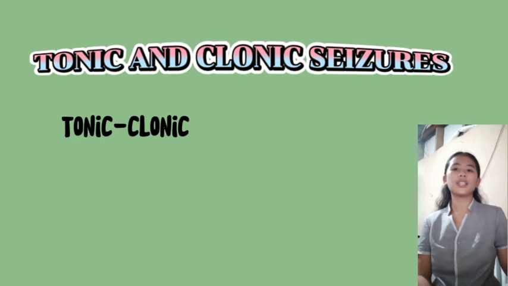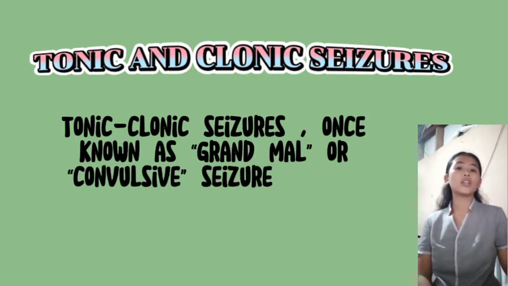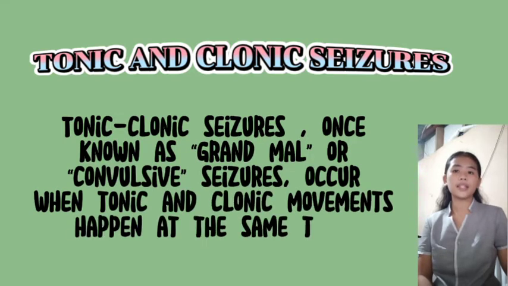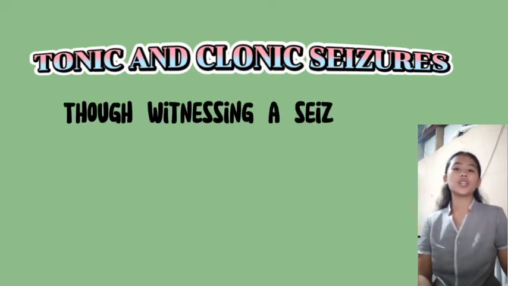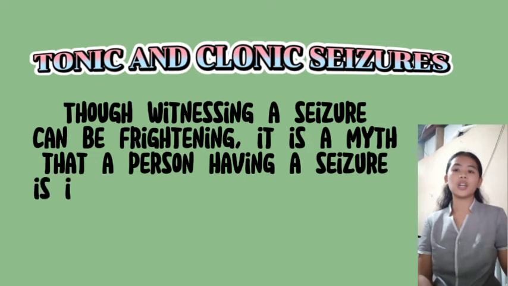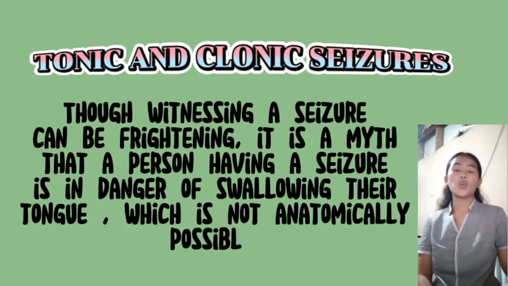Tonic-clonic seizures, also known as grand mal or convulsive seizures, occur when tonic and clonic movements happen at the same time. Though witnessing a seizure can be frightening, it is a myth that a person having a seizure is in danger of swallowing their tongue, which is not anatomically possible.